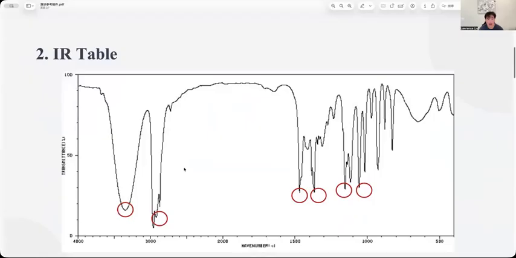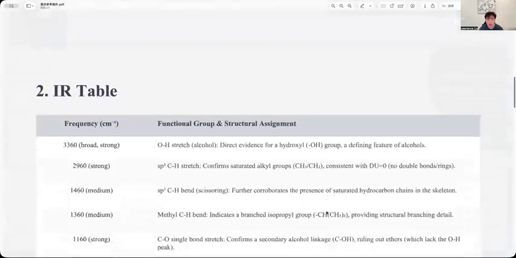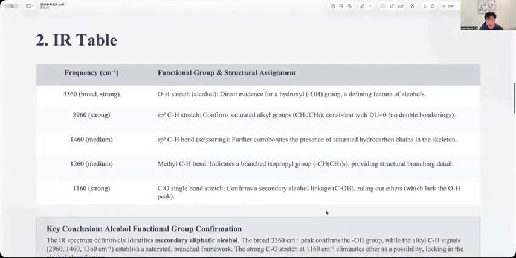Okay, so for the IR table here, first we locate this critical point and then mark it down in the table. Now let's move on to the infrared, IR, spectrum. The most prominent feature is the broad absorption peak at 3360 cm⁻¹, a classic signature for the OH stretching of an alcohol group. This tells us the oxygen is part of a hydroxyl group, OH.